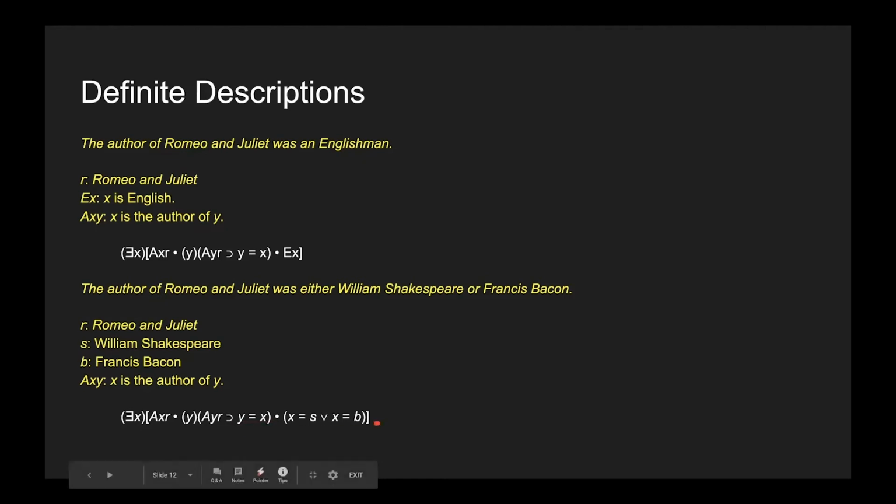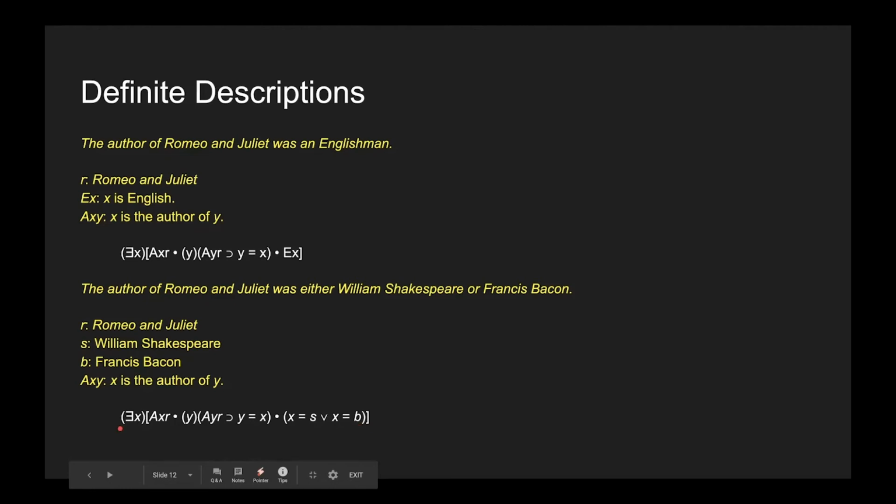Now we need to say what we're claiming about that object. Well, we're saying one of two things. It's either identical to William Shakespeare or it's identical to Francis Bacon. And that's what's going on here in the right-hand conjunct inside this string of logic notation governed by this existential quantifier. That x, this object that exists, is either identical to s, which is William Shakespeare, or it's identical to b, which is Francis Bacon. So these aren't too bad.